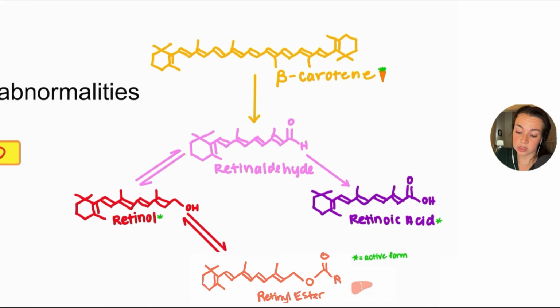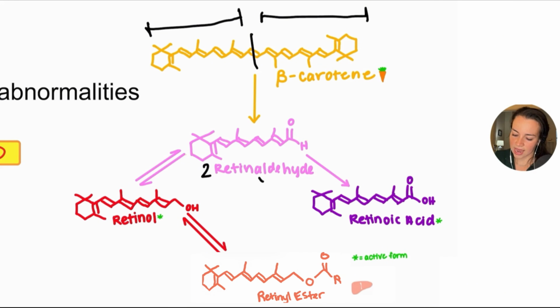So the first thing we're going to do is split it right down the middle, and we're going to form two retinaldehydes. Here's one, and here's the other. And it's an aldehyde because of this group right here that gets put on in the cleavage reaction. I will spare you those details.